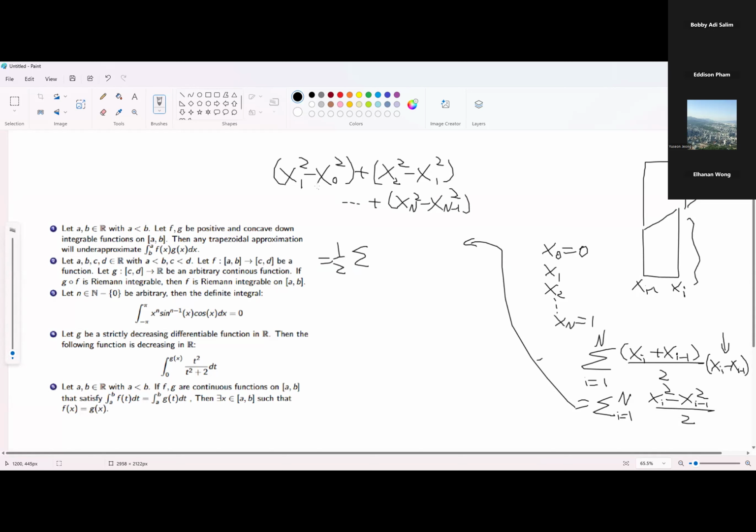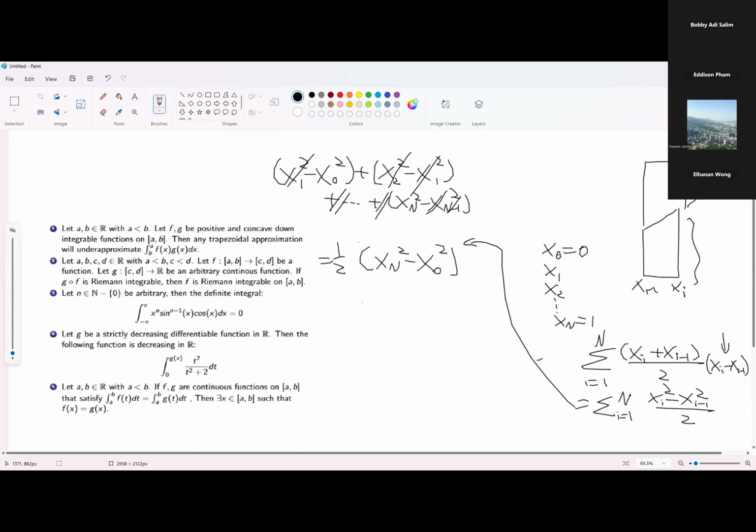With every telescoping pattern, you can see that this cancels out with this, and the pattern continues. This cancels out with this. This cancels out with this. You have to justify it. If this ever shows up as a non-true or false question, you have to justify that. And now you're just left with, let me remove this summation, xn squared minus x0 squared. But can anyone tell me what xn and x0 are?